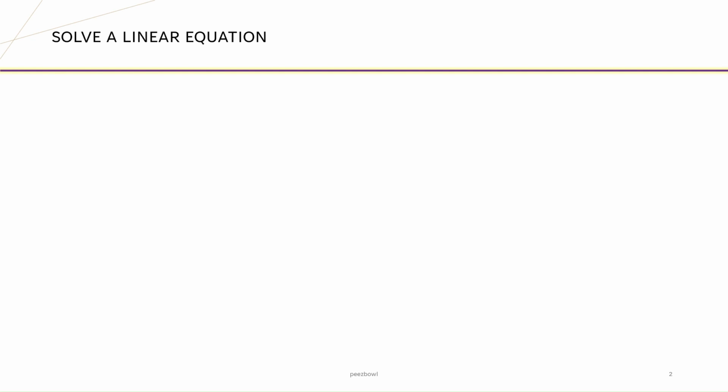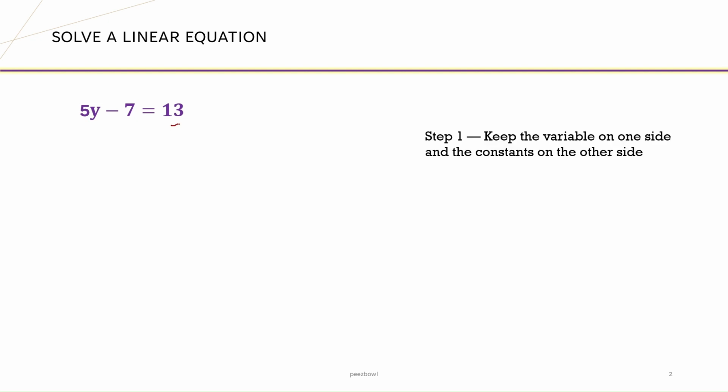Hi, in this video, let us solve a linear equation with one variable. Let us take this example: 5y minus 7 is equal to 13. For the first step, keep the variable on one side and constants on the other side.